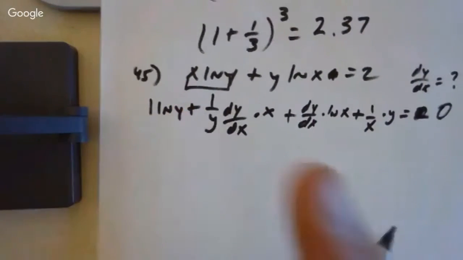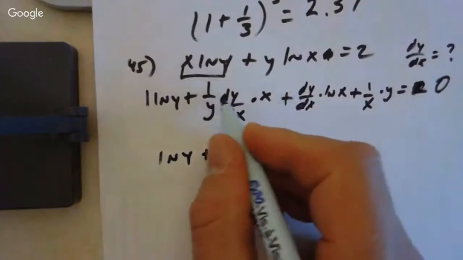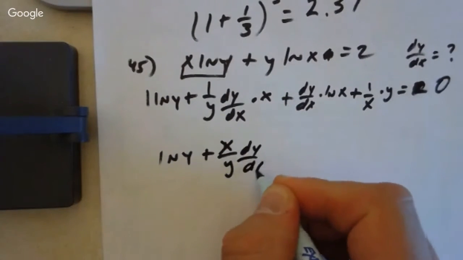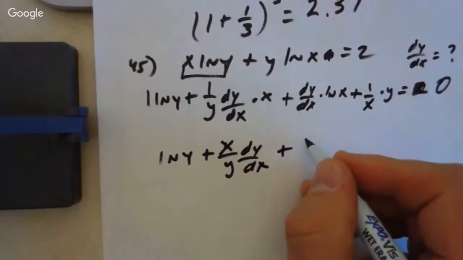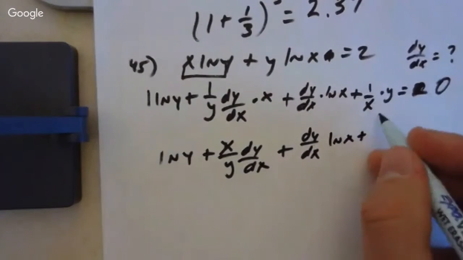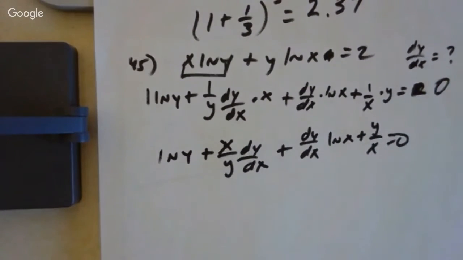Okay, so let's clean up real quick. ln y plus, what is that going to be? x over y dy/dx plus, what do we got here? dy/dx ln x plus y over x is equal to 0. That's all the calculus I've got to do on this one. Questions on that so far?